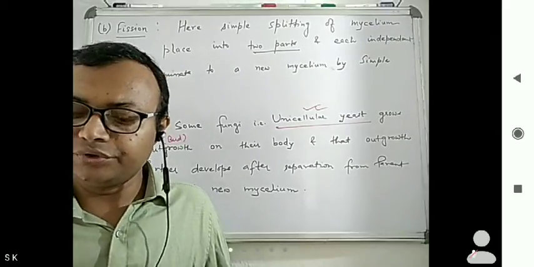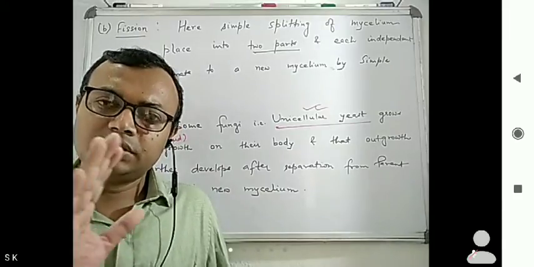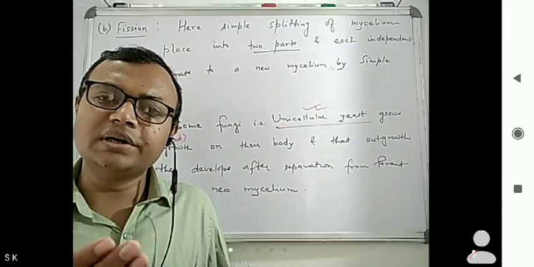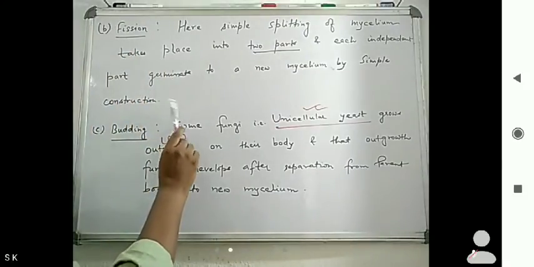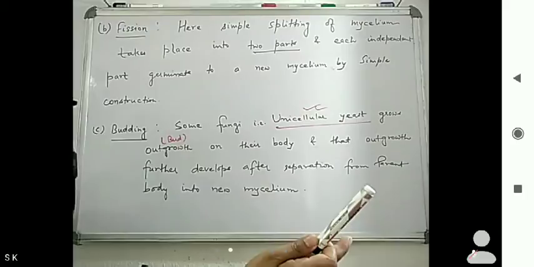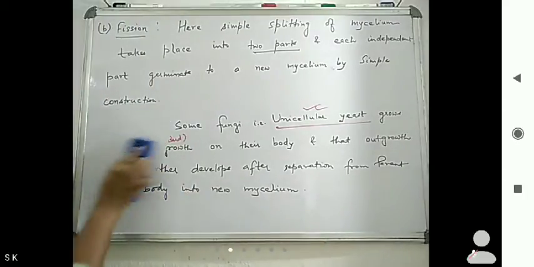So we saw these three types of modes found in the vegetative mode of reproduction. Now we have to come to the asexual mode of reproduction.